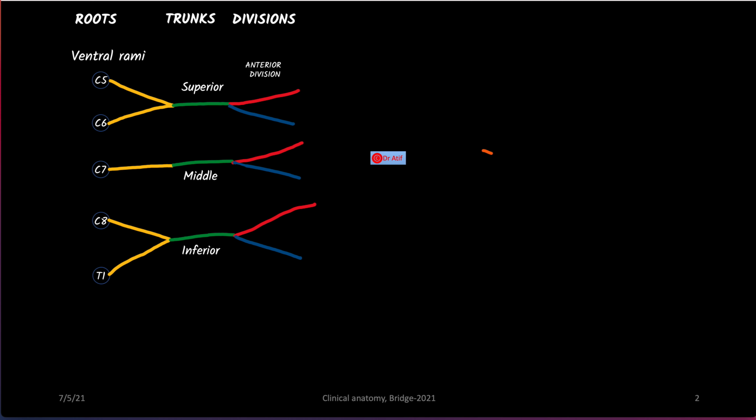Now see what happens with the anterior divisions. The anterior divisions of my superior and middle trunks join, and they are making what? They are giving us cords, and there you can see a cord which is visible. I am not naming it at the moment. Now I am saying this is the lateral cord. Why is this a lateral cord? Because in this location we have an artery, called the axillary artery. So this cord is placed laterally to my axillary artery.